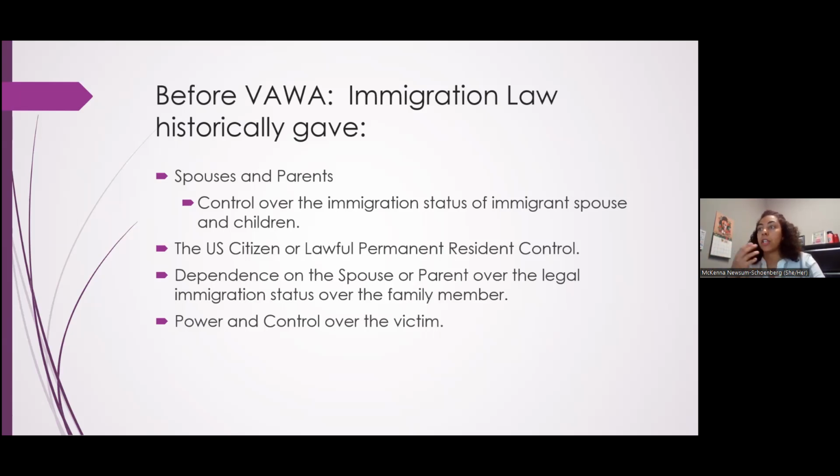There was a lot of dependence on U.S. citizen spouses or parents over that application process. And that exerted a lot of power and control over folks who were dealing with intimate partner violence or abusive parents, abusive children. There's a lot of control over those folks and their status with somebody who did not have their best interests at heart, right? And so, seeing that there is an issue, the US government enacted VAWA.